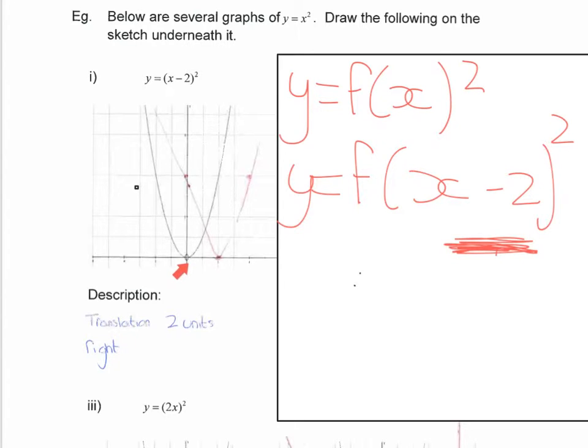So instead of being 0, 0, the turning point moves to 2, 0. Instead of this coordinate here being at minus 2, 4, it will move across to 0, 4. And this coordinate here at 2, 4 will move across to be 4, 4. So all the x coordinates have moved 2 units to the right.